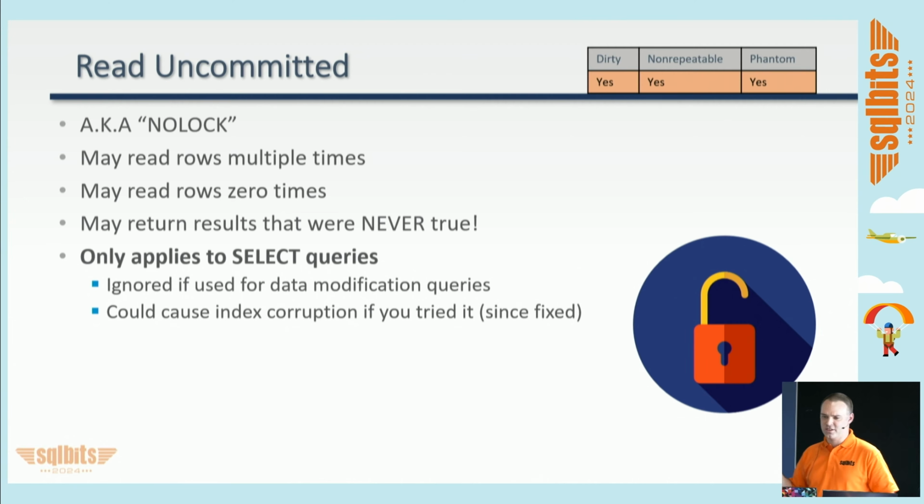First one we're going to talk about is read uncommitted, or no lock, as many people know it. You'll notice I have a little chart here in the upper right-hand corner of these are the preventable phenomena as specified by ANSI and whether or not they can occur at this level. So read uncommitted is kind of like the Wild West. You can have dirty reads, you can have non-repeatable reads, and you can have phantom reads. As a result of this, you may read rows multiple times. You may read rows 0 times. You may return results that were never true at any point in time because they were the result of processes that were never committed, right?